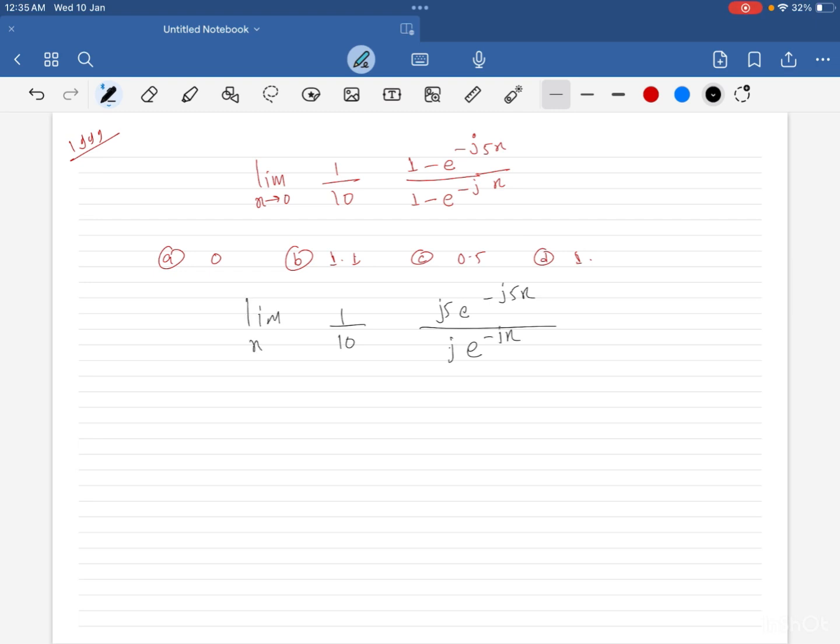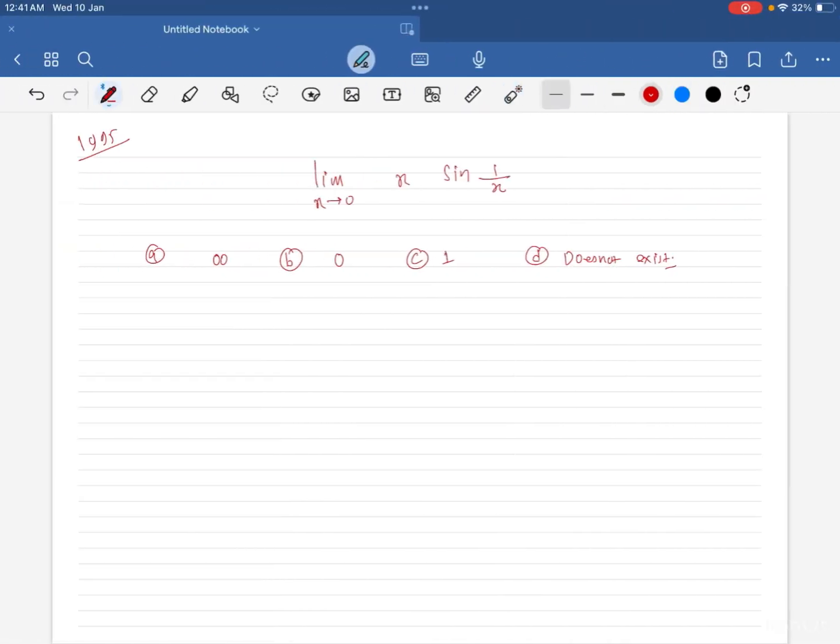Now you can put limit x tends to 0, so that will give you 1 divided by 2, that is 0.5. Okay, so in this question x is 0 here, right? And this is going to be infinity, and that sine will vary from minus 1 to 1, right? And this x can take any value, right? So this is 0 into some finite value, that is going to be 0.